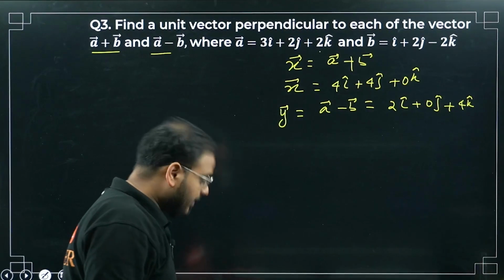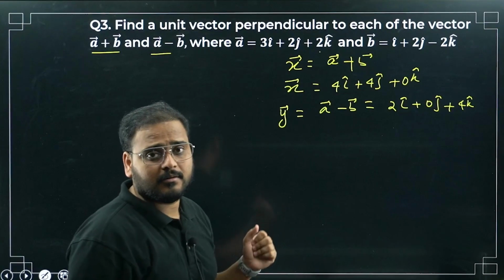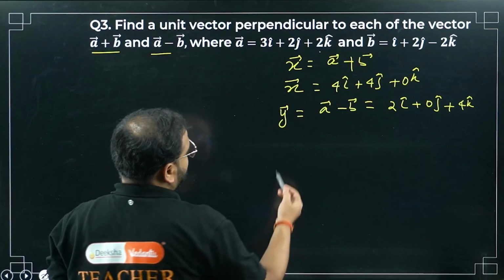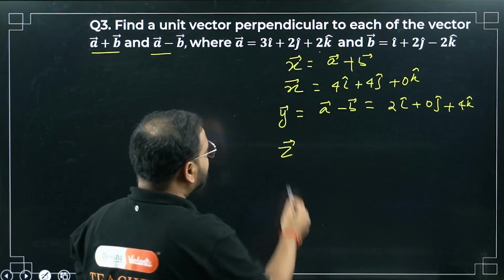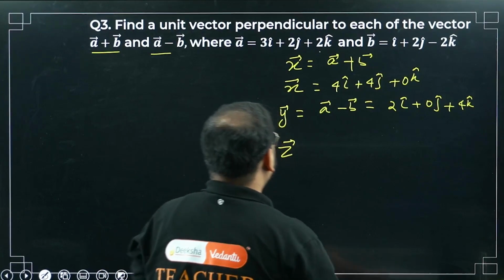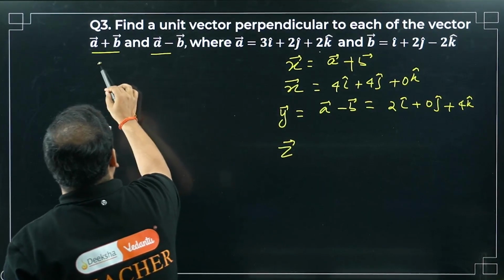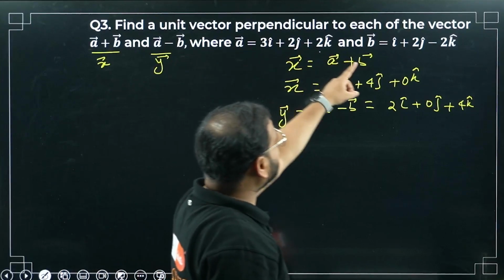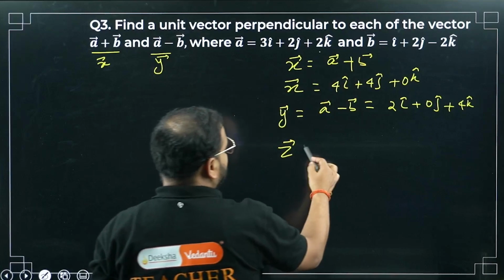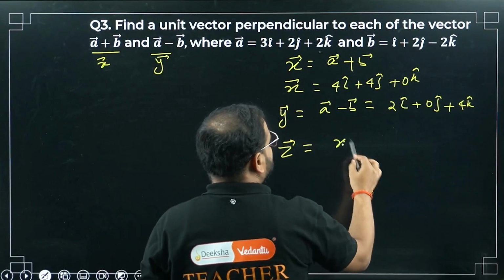Now what are they asking? Have a look. A unit vector perpendicular to each of the vectors, right? Let's say I have this as z, a perpendicular vector across each of the vectors a plus b and a minus b, that is x and y. So I'm taking z perpendicular to x and y. How are we going to get that? Using this or not?